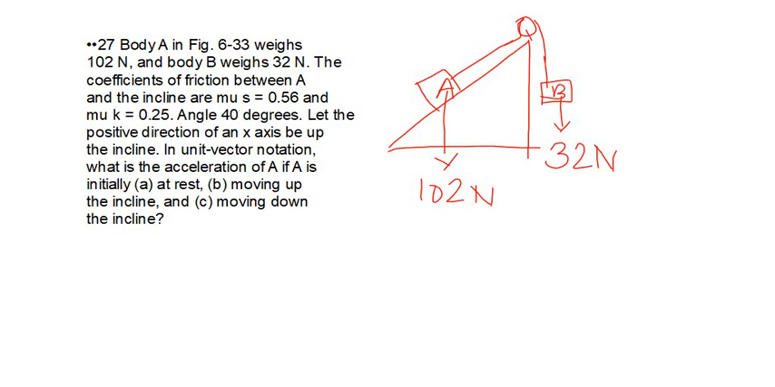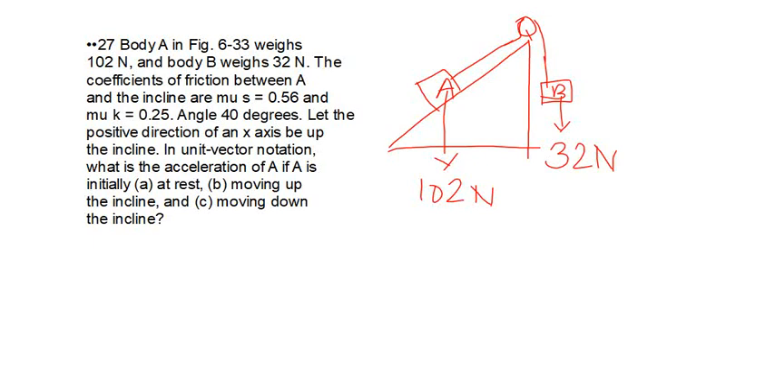Here is another question from Resnick Halliday's 10th edition, page number 142, question number 27. The question reads that body A weighs 102 Newton and body B weighs 32 Newton. The coefficients of friction between A and the inclined plane are: mu s, the coefficient of static friction, is 0.56 and mu k, the coefficient of kinetic friction, is 0.25. The plane is inclined at an angle of 40 degrees.